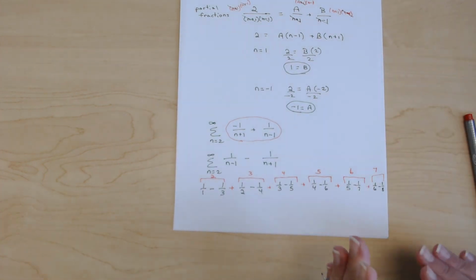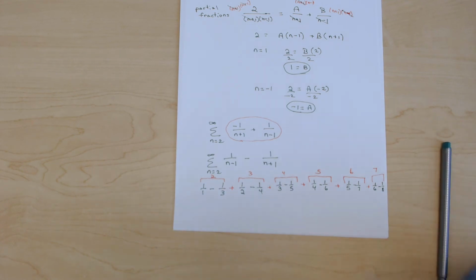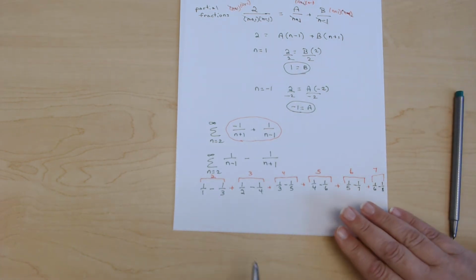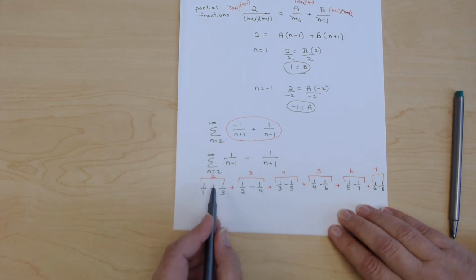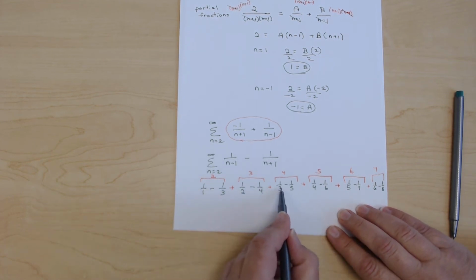Now we know it's dot, dot, dot. It keeps going on. Let's see what happens, though. See how this is negative 1/3 and this is positive 1/3.